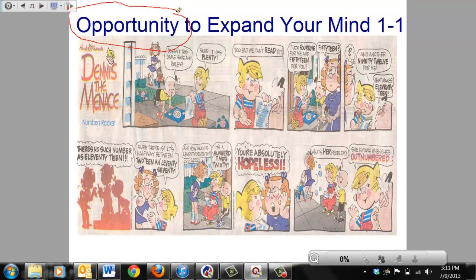So let's do our homework every night. Take that opportunity to expand your mind and push yourself to be the best you can.